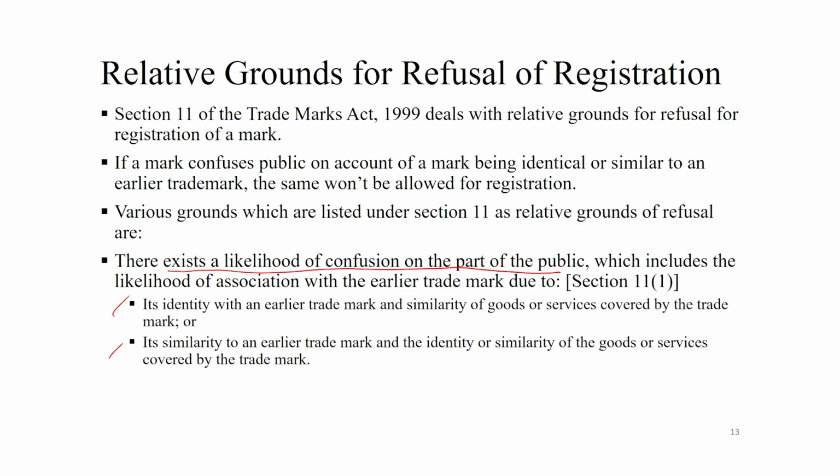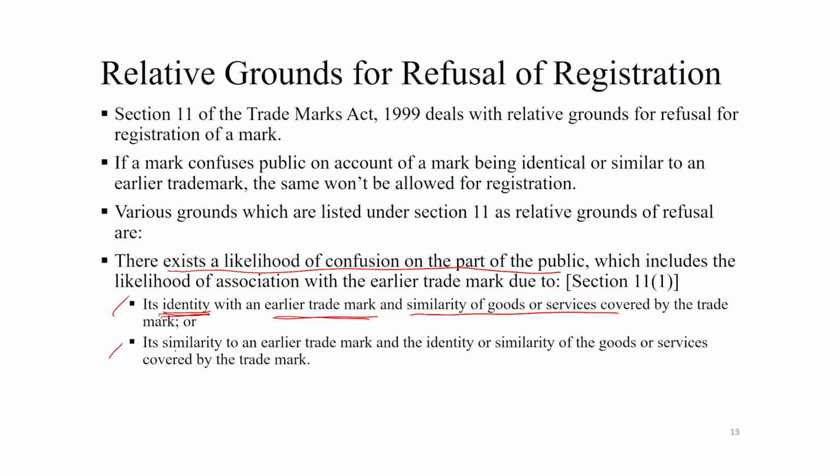I am not allowed to get my mark registered by virtue of section 11. Why? Because of its identity with an earlier trademark. It is similar to an earlier trademark. Not only identical to an earlier mark, the goods are also similar. So, identical mark for similar goods cannot be registered. A mark which is identical to an earlier mark for similar goods will not be registered.